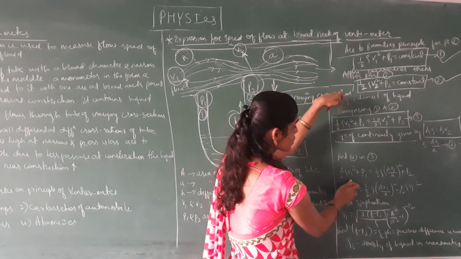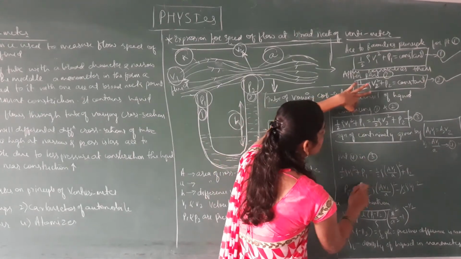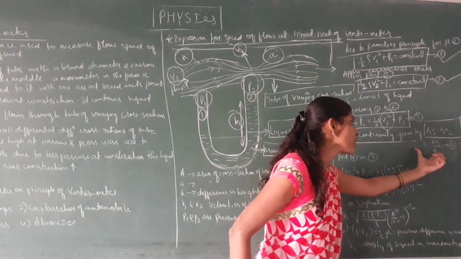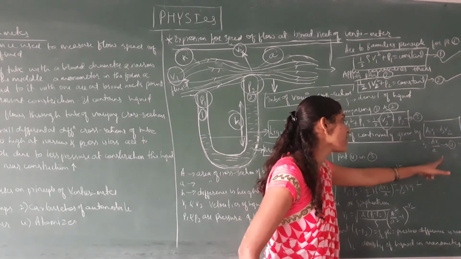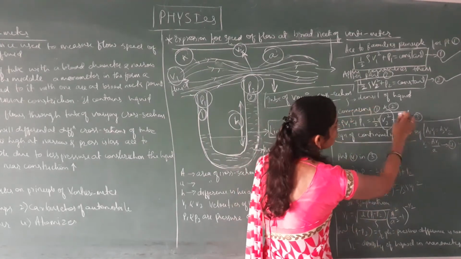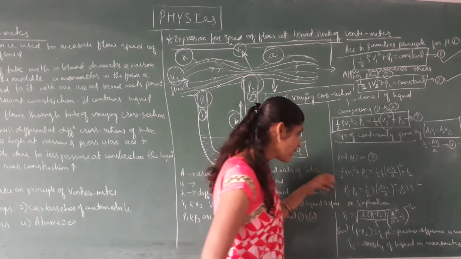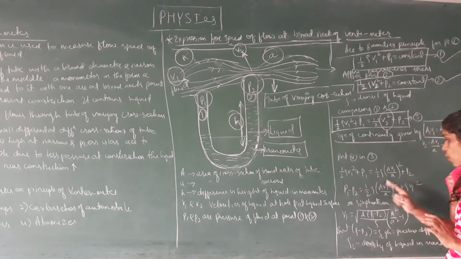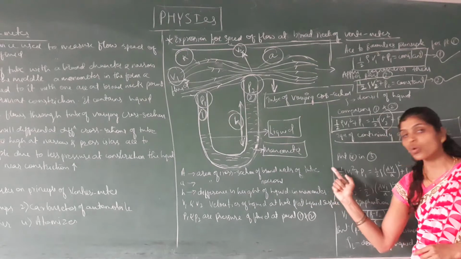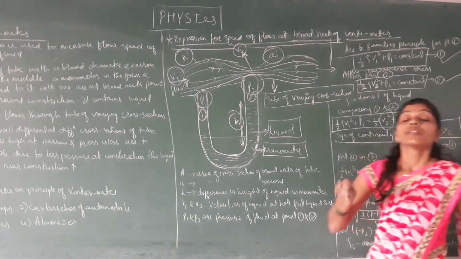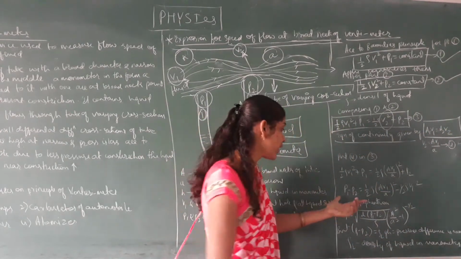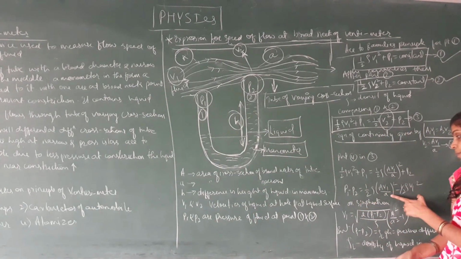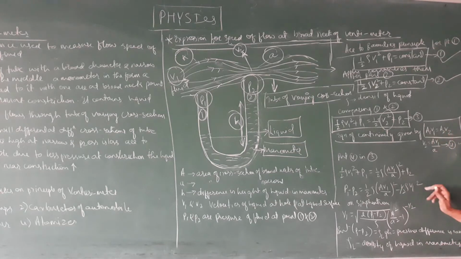Half rho v1 square plus p1 is equal to half rho, and in place of v2 we substitute A v1 divided by small a, whole squared, plus p2, which is kept as it is. Then p2 is shifted to the left hand side, so p1 minus p2 becomes half rho (A v1 divided by small a) square minus half rho v1 square.